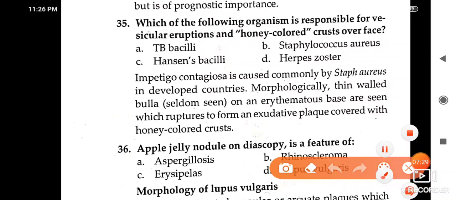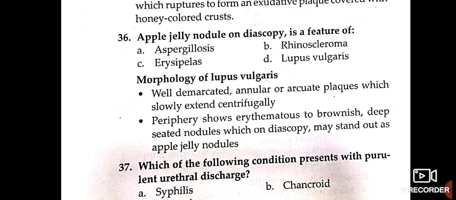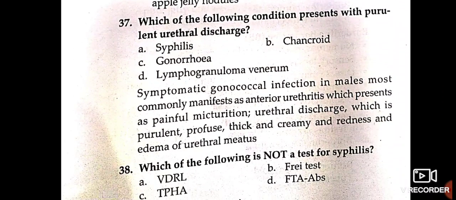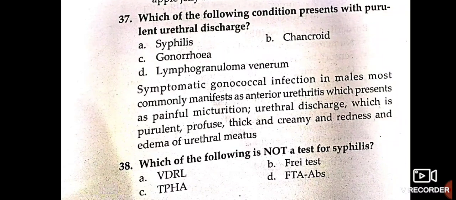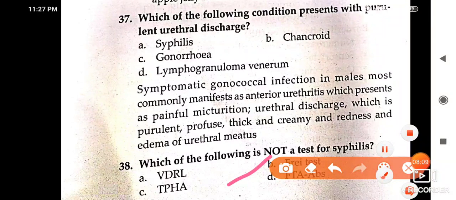Which of the following organisms is responsible for vesicular eruption and honey-colored crust over the face? Impetigo contagiosa is commonly caused by Staph aureus. So here the answer is Staph aureus. Apple jelly nodules on diascopy is a feature of lupus vulgaris. Which of the following conditions presents with purulent urethral discharge? Gonorrhea. Which of the following is not a test for syphilis? That is Frei's test.